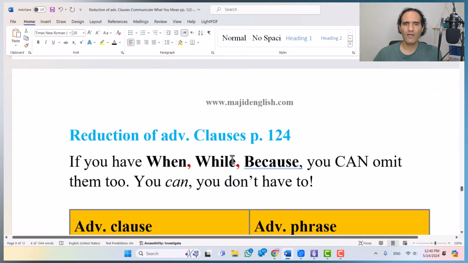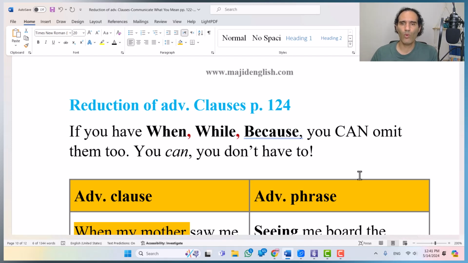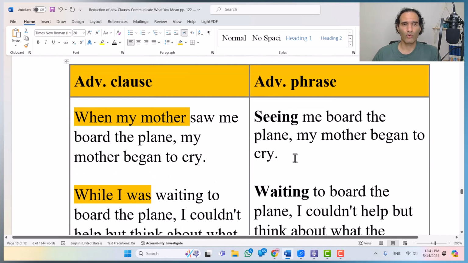What does it say? It says reduction of adverb clauses. If you have when, while, because, you can. You don't have to. You can reduce the when, while, because as well. You can omit them. This makes it more beautiful.